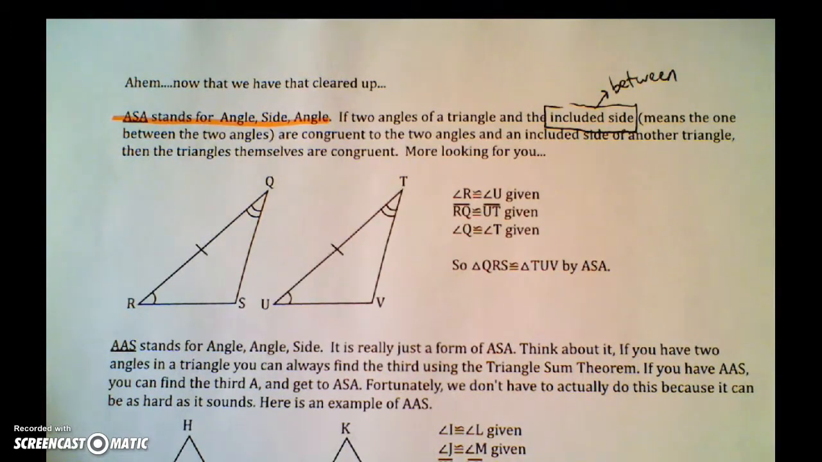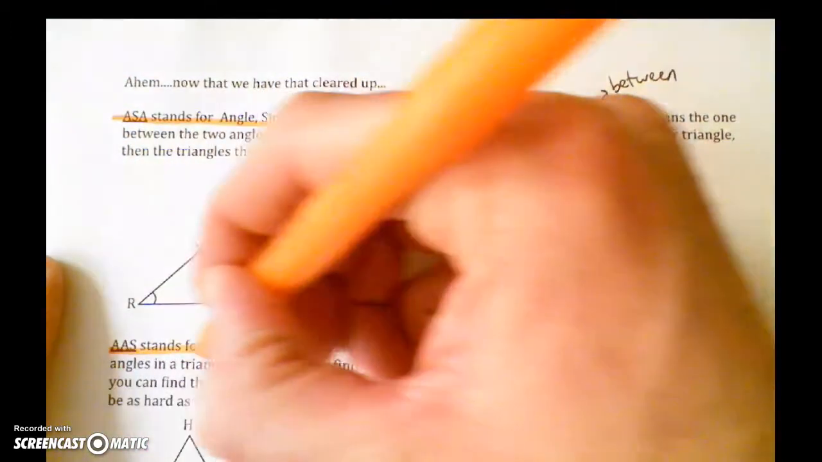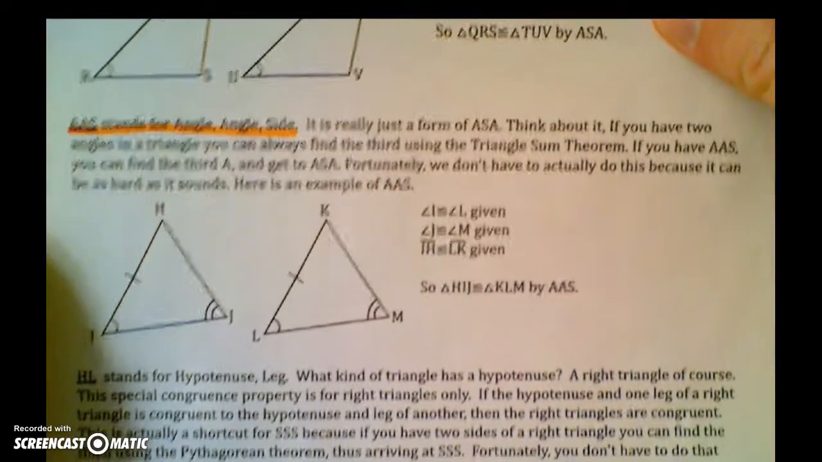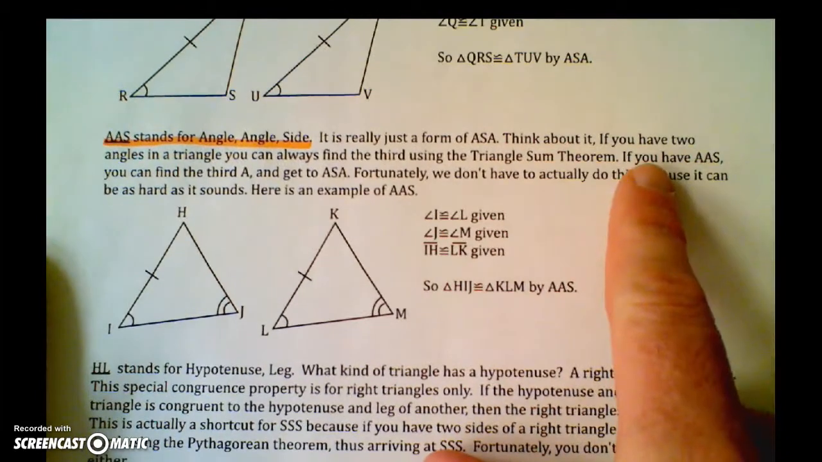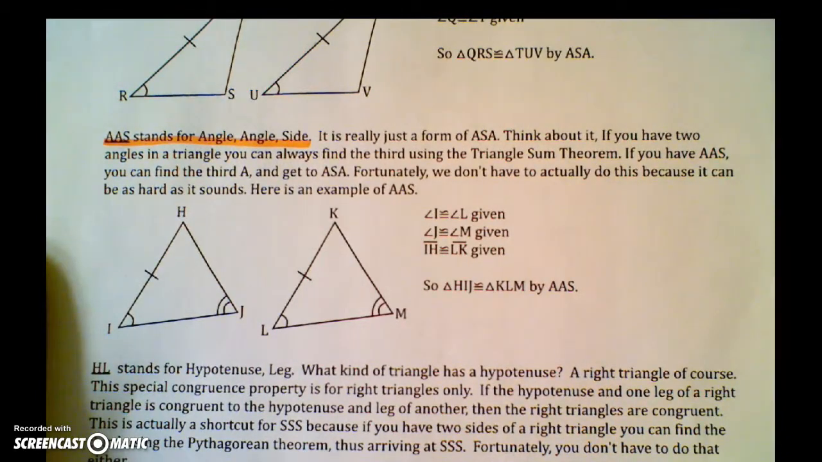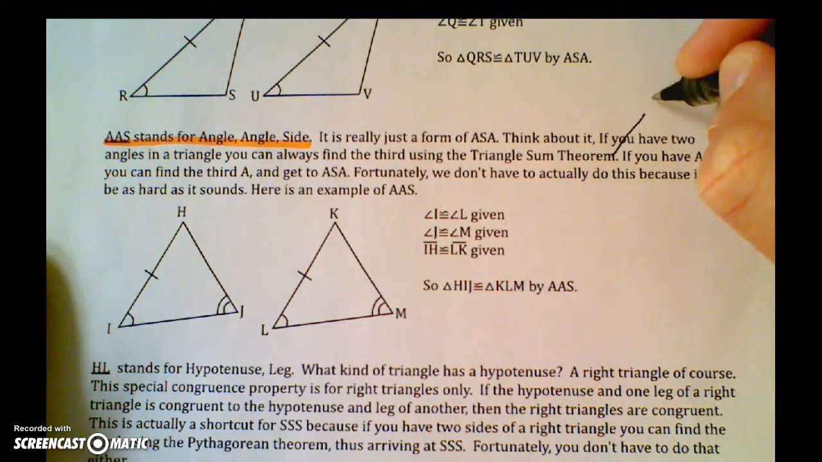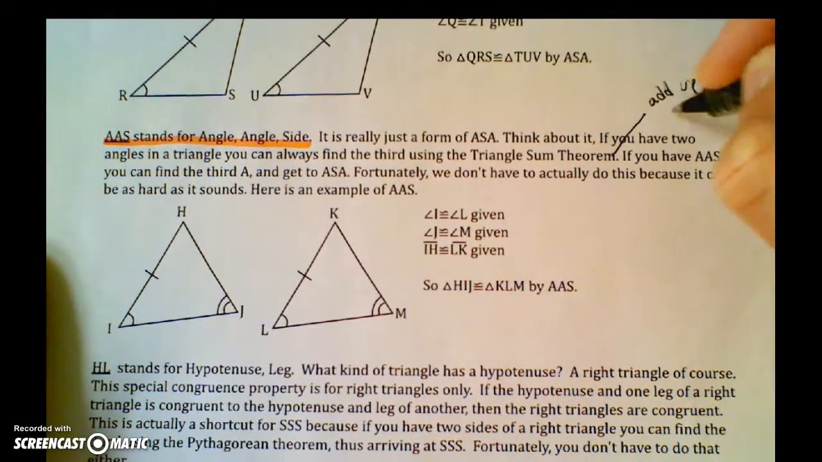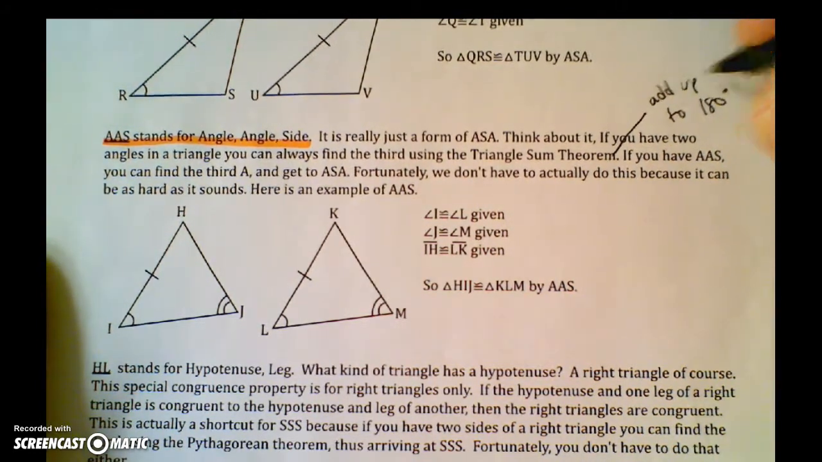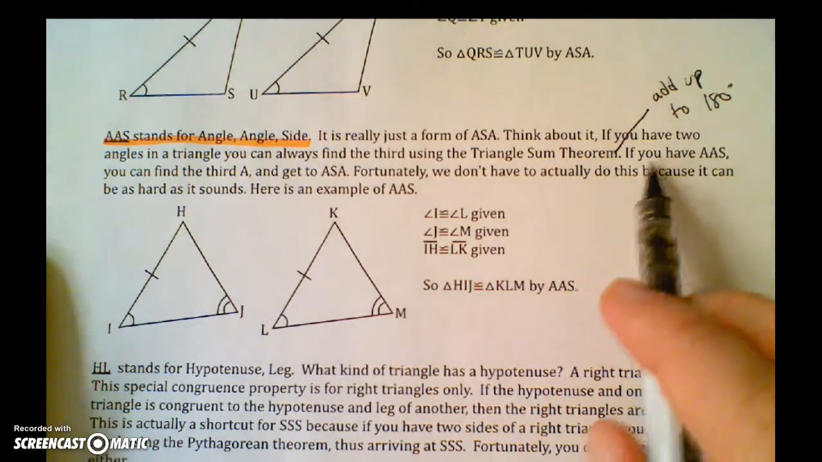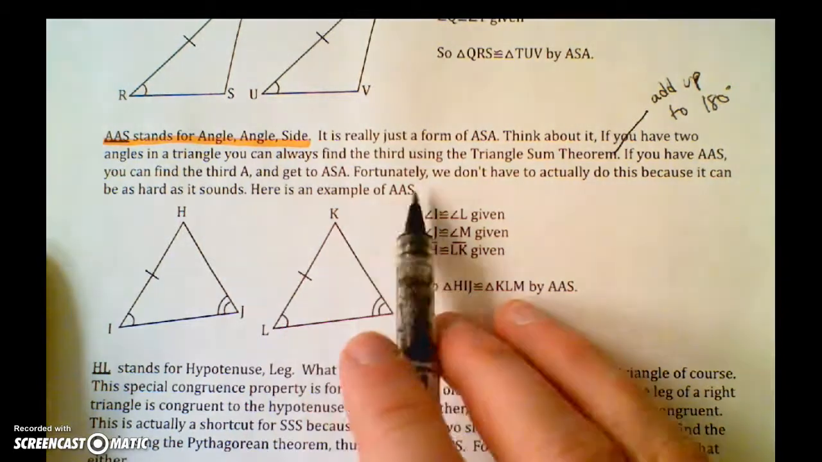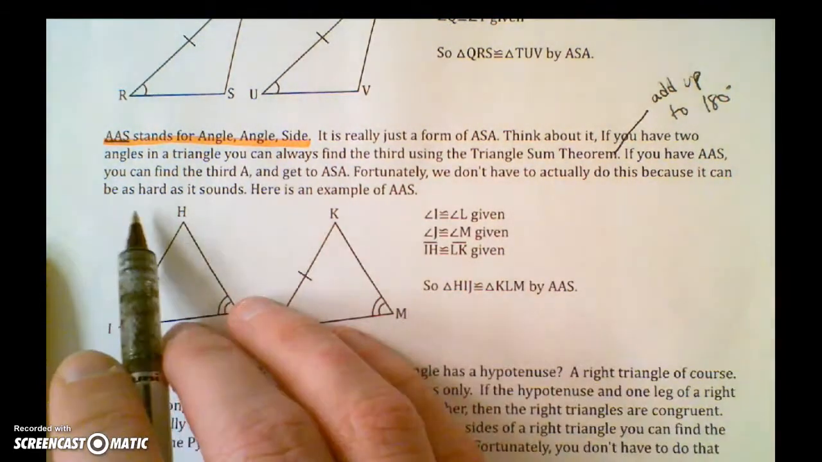Another method is AAS, which stands for angle, angle, side. So it's really just a form of ASA. Think about it. If you have two angles in a triangle, you can always find the third angle using the triangle sum theorem, which means you could take the angles and add them up to equal 180 degrees. We practiced that about 2 weeks ago. If you have AAS, you can find the third A to get ASA. So fortunately, we don't actually have to do this, because it can be as hard as it sounds.